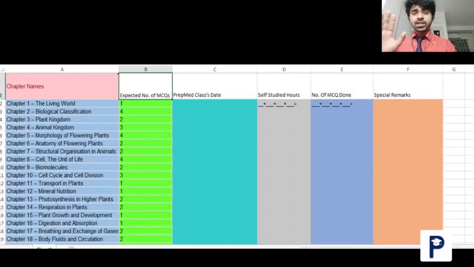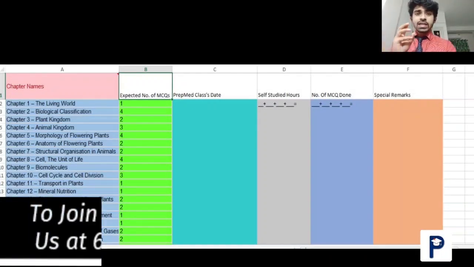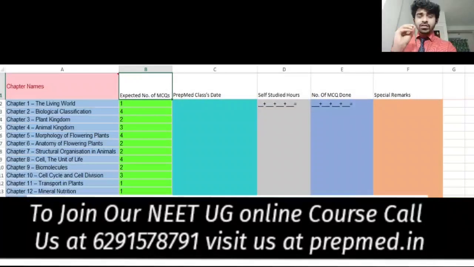from biological classification. So this is overall starting from biology, then there is physics, then chemistry. A total of 90 chapters and their respective MCQ weightage are given in these 2 columns.